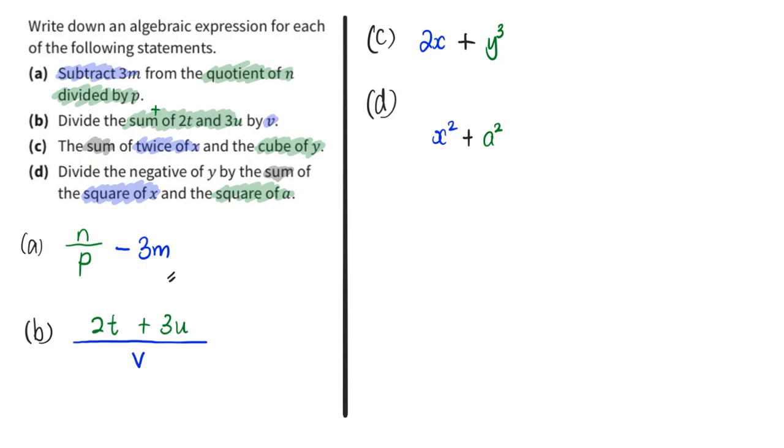And I'm going to divide the negative of y by the sum. So what does this mean? This means that negative of y divided by the sum of x squared plus a squared. That means the whole thing. And that concludes this question. Let's move on to the next question.